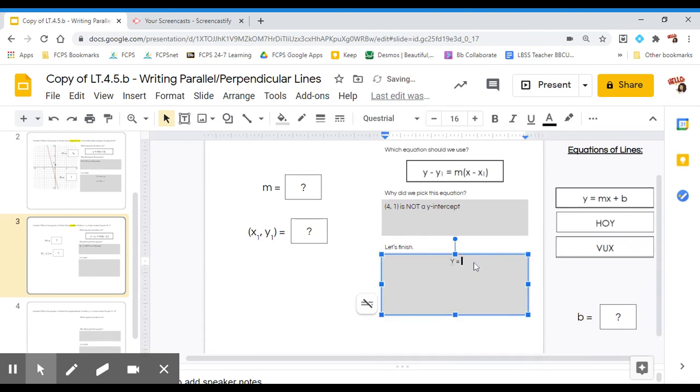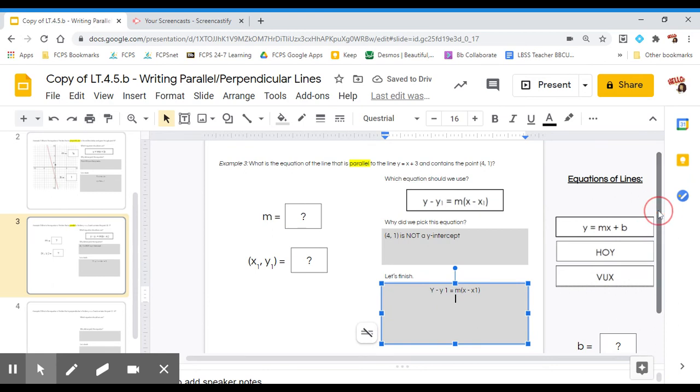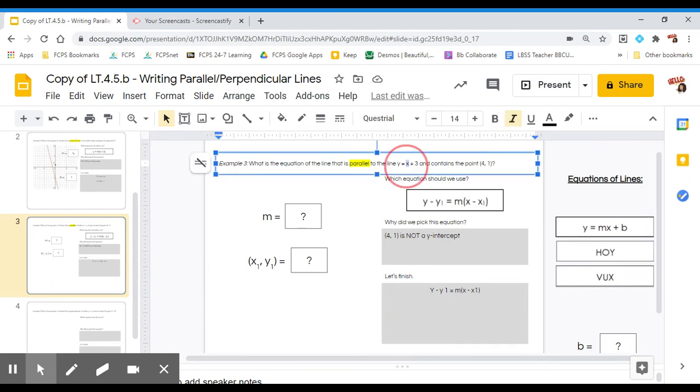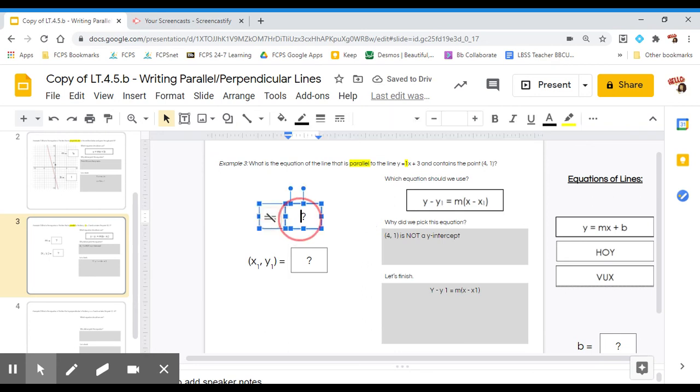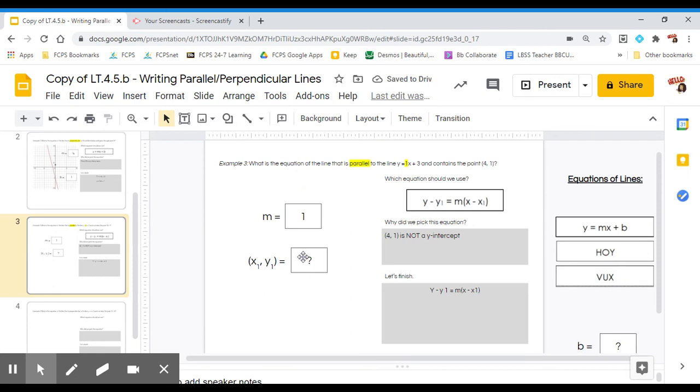So we have y minus y1 equals m times x minus x1. All right, so let's start with our slope. Well, the key word here is parallel, so we know that we need to use the same slope. So the slope of this line right here, well, there's no number, but I do know that there has to be a 1 right here. And since I'm going to be using the same slope, that means the slope I'm going to use for my new line is also going to be 1 because parallel lines have the same slope.